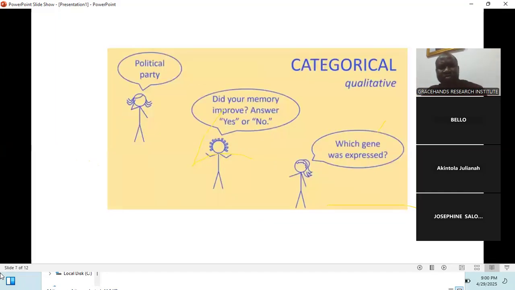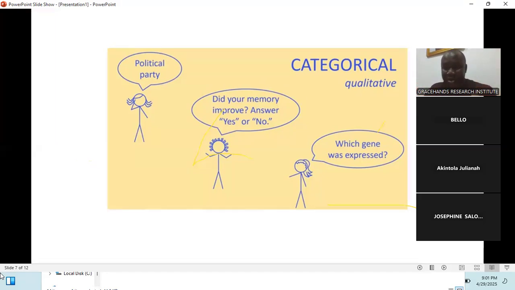Categorical, qualitative. Political party. Did your memory improve, answer yes or no. Which gene was expressed. Categorical variables are variables that have options. Let me put it that way so that I can quickly grab it. A variable that has options. Am I making sense? Categorical variables have options, questions that have options.